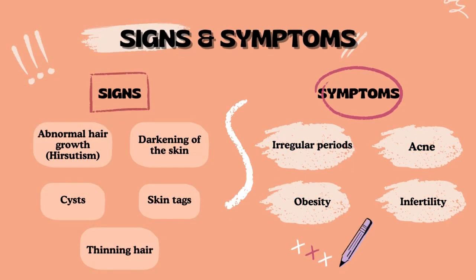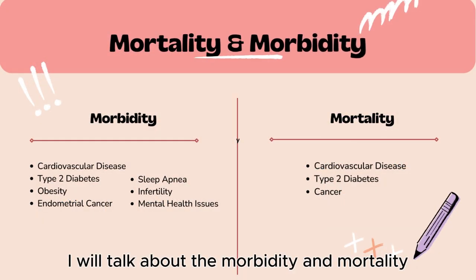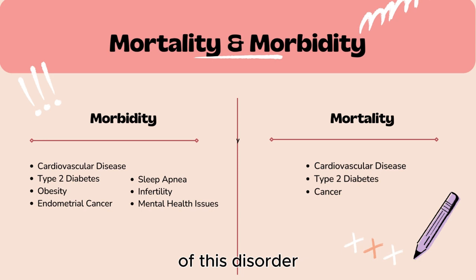Let's talk about the signs and symptoms. Signs of PCOS are abnormal hair growth, darkening of the skin, cysts, skin tags, and thinning hair. The symptoms of PCOS are irregular periods, acne, obesity, and infertility. I will talk about the morbidity and mortality of this disorder.